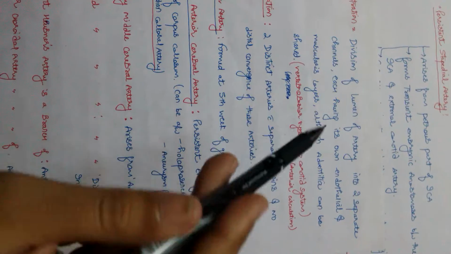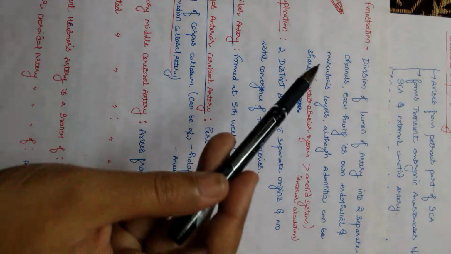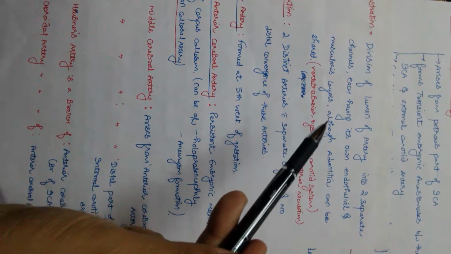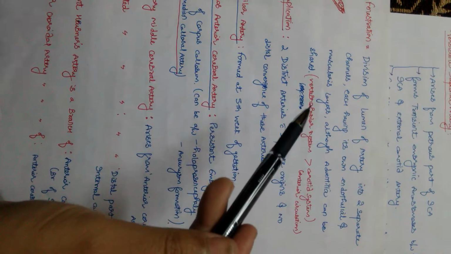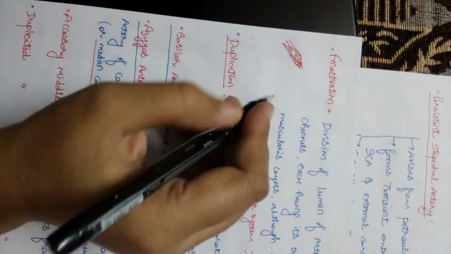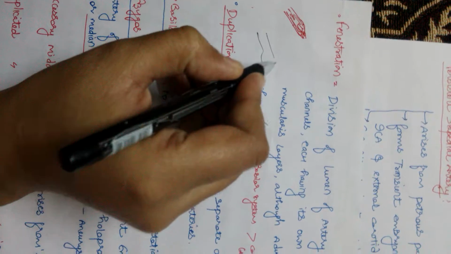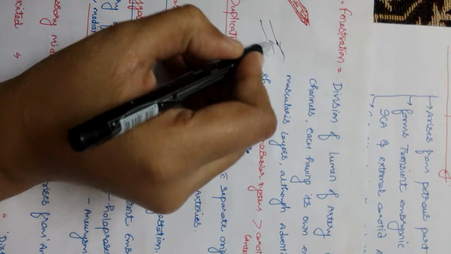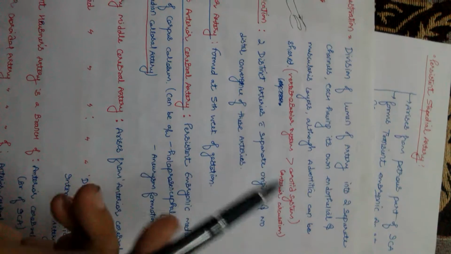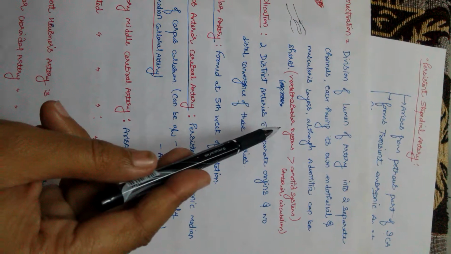Fenestration is the division of the lumen of an artery into two separate channels, each having its own endothelial and muscularis layers, although the adventitia can be shared. Within the artery, there is the presence of a lumen. It is most commonly seen in the vertebrobasilar system, followed by the carotid system.